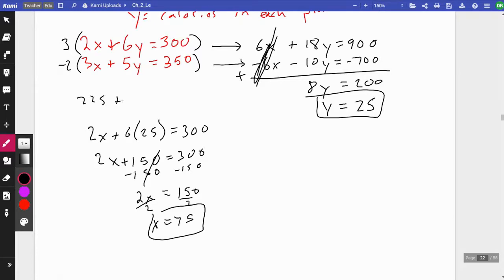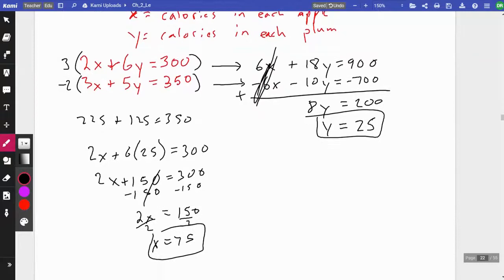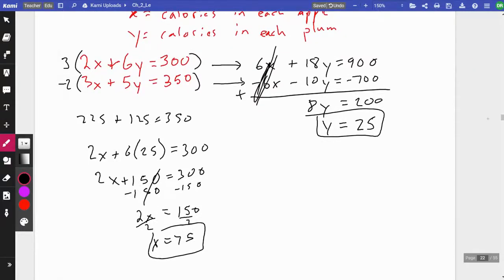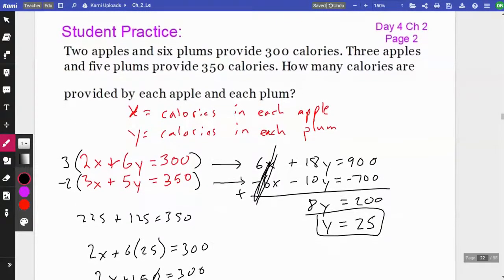If you did that, you'd get 225 for the X term, 3 times 75. And then 5 times 25 is 125. They add up to 350. So it works. And you don't always have to check your answer, but just know that you always can to verify that you did it right if you think you got lost. All right, good luck. Hopefully this helped.